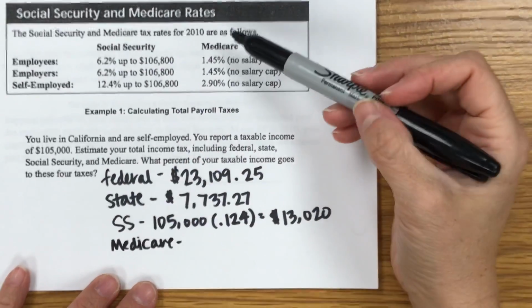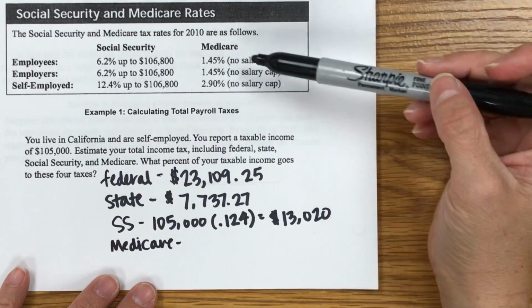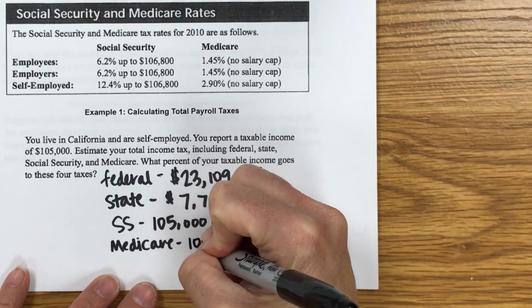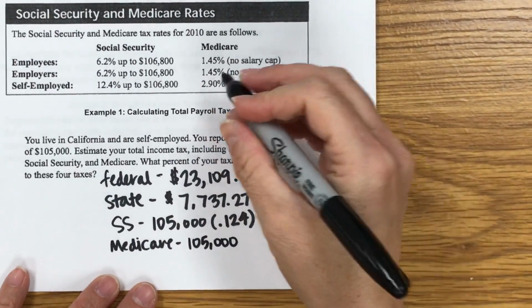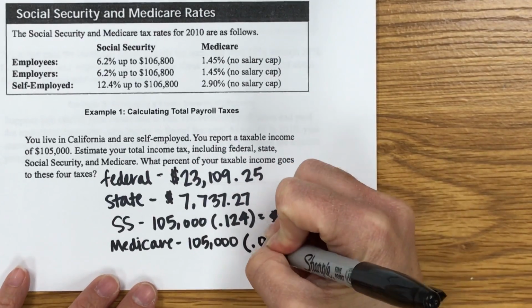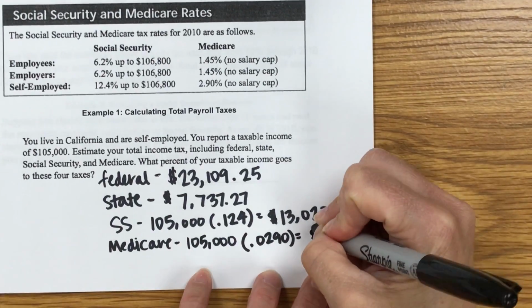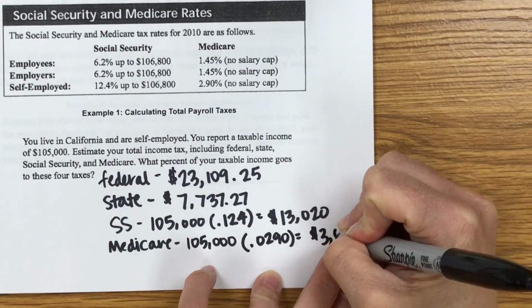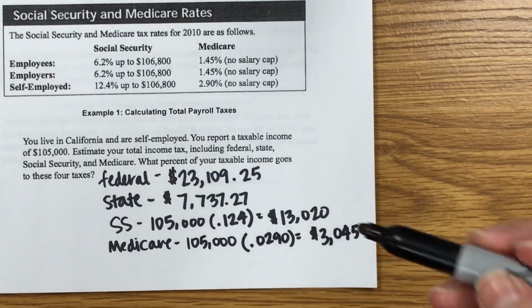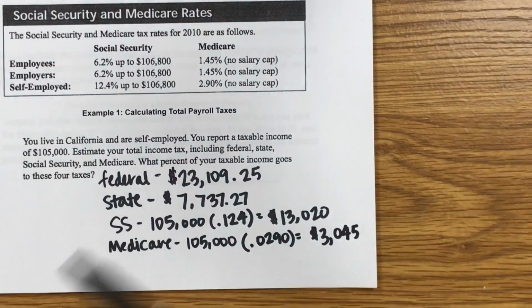And for Medicare, it just says that self-employed people have to pay 2.9% with no salary cap. So we're going to take our salary, which is $105,000, and we're going to take it times 2.9% as a decimal, 0.0290. And if you multiply those things together, we get $3,045.